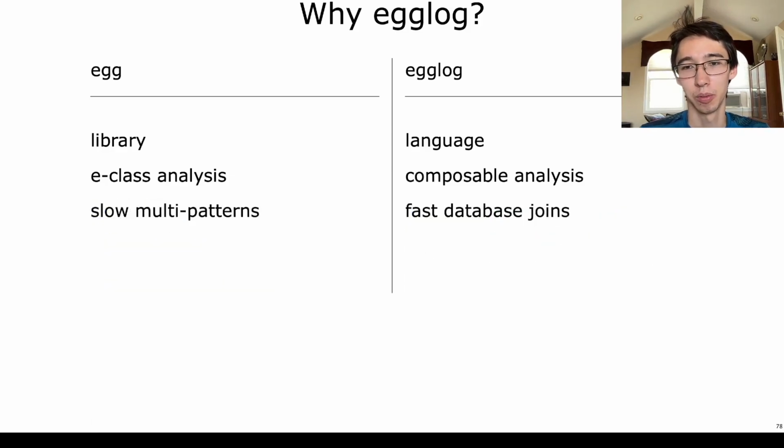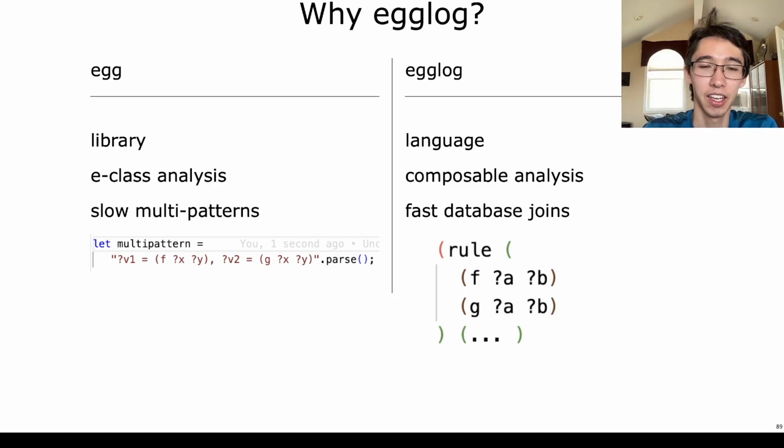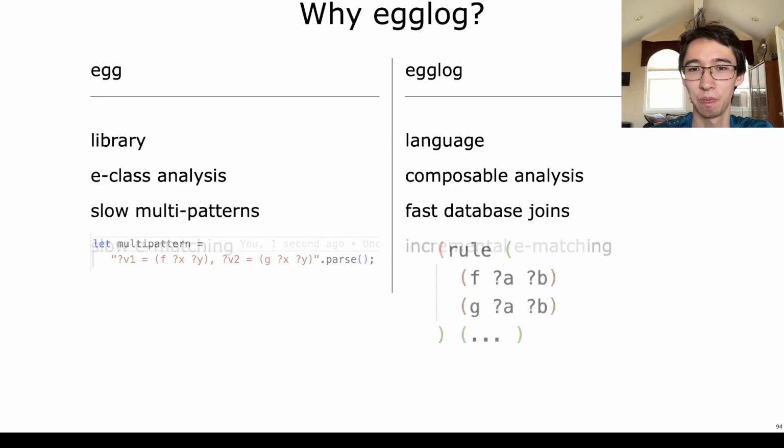Another big benefit that comes from this database point of view is that in Egg, we had these very slow multi-patterns, which were very useful, but sort of unusably slow, because they do a cross product over different parts of the egraph instead of looking at the egraph locally. In Egglog, these are very practical and fast because we use a very nice database join algorithm that was recently released called generic join. In Egg, if you wrote this multi-pattern, it would probably be pretty bad performance-wise. But in Egglog, our generalized rule form handles these multi-patterns really well, and we'll see some of that today.